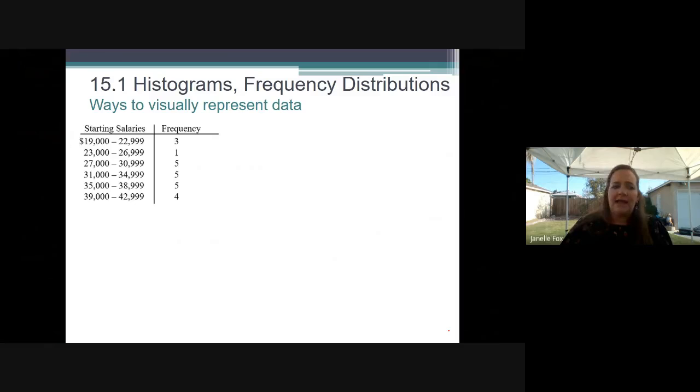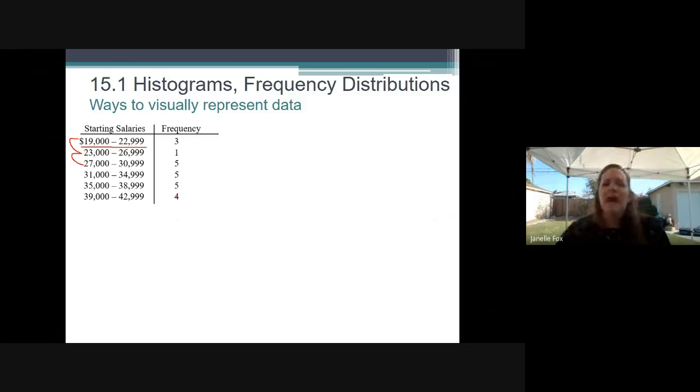This would be a frequency distribution table. We talked about how there can be classes. These groups right here are classes where you count up things. You have to make sure that the jump between the classes is here on the left-hand side. You can't have any numbers repeating, like you can't have 19,000 to 23,000 and 23,000 to 27,000. You can't repeat any of the values. And then we have the frequency of those numbers over on the side.